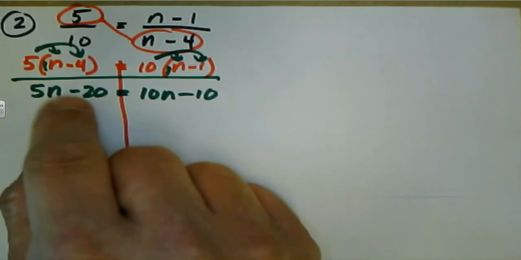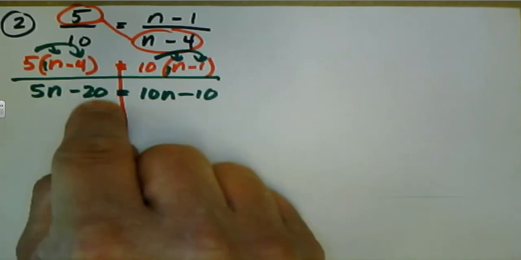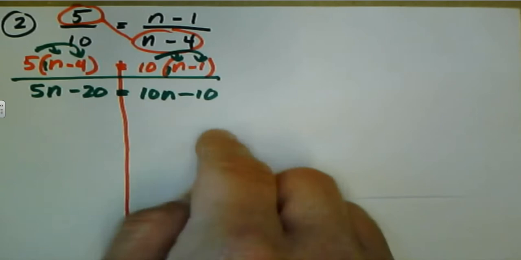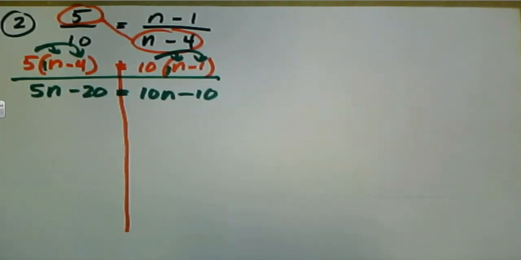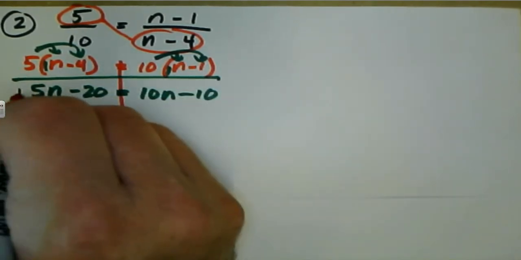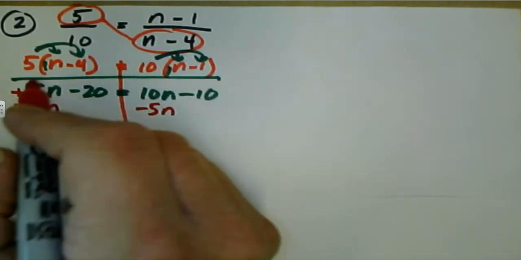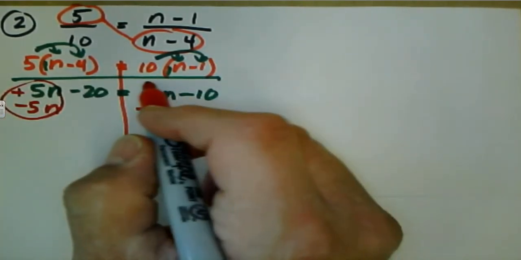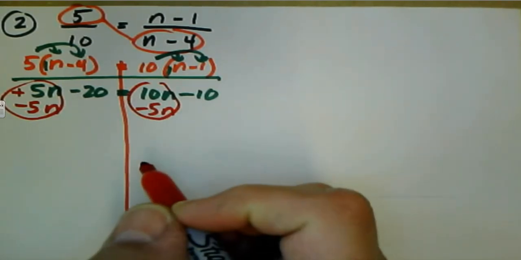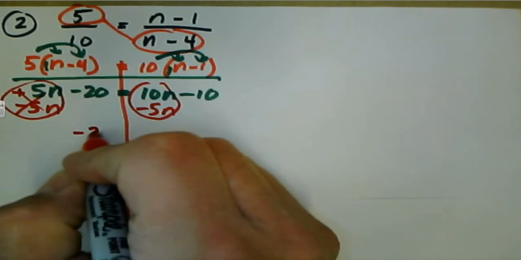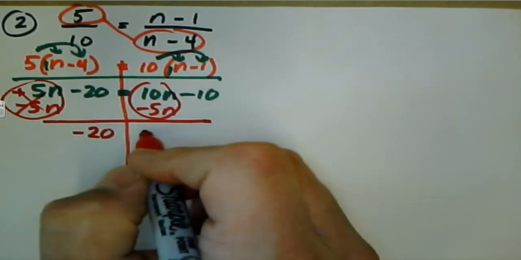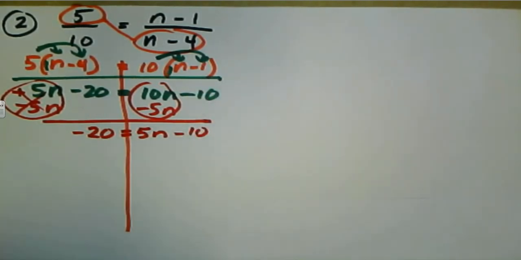There's nothing to combine. These two are opposite. This one has an n, this one doesn't. You can't combine across. So now we go to operations. We have a variable here and a variable here. I don't like negative numbers, so I'm going to work with the smallest one, which is 5. 5 is smaller than 10. So since it's plus 5n, I subtract 5n, and I must do it on both sides of the equation to keep this equal. Our 5n's are gone. We're left with negative 20. 10 minus 5 is 5. And bring down the minus 10.